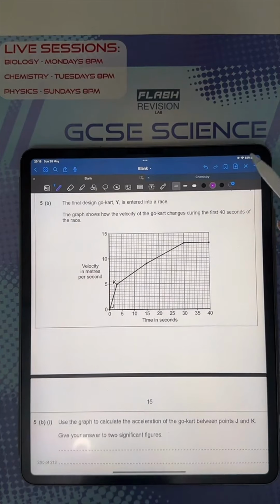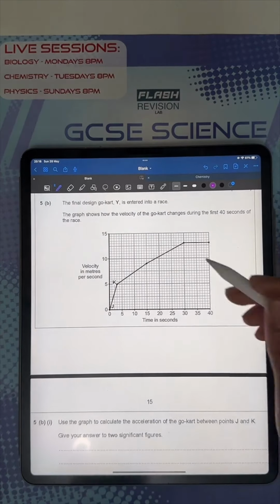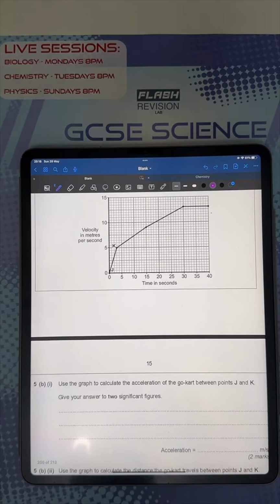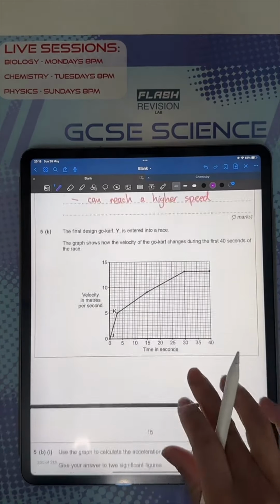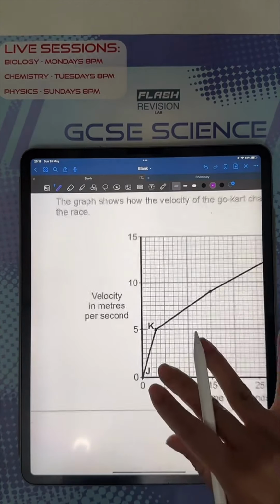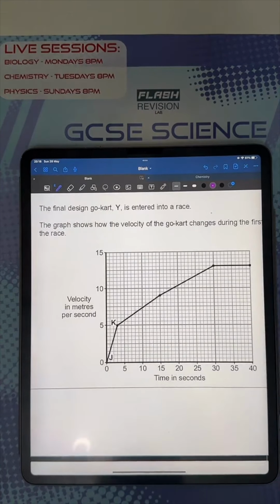So the final design, go-kart Y, is entered into a race. The graph shows the velocity time graph here. Use your graph to calculate the acceleration of the go-kart between points J and K. So we need to find out the acceleration between J and K, this section here. How do you work out the acceleration of something like that?